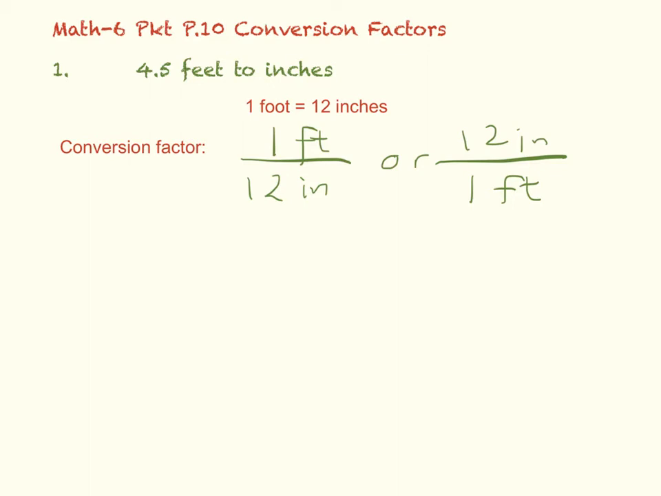Okay, so we have to convert 4.5 feet, so let's write it down. 4.5 feet over 1, I'll write it as a fraction. And then between these two conversion factors, you need to pick one that is usable to you. We are going to pick the second one, and I'll tell you why.